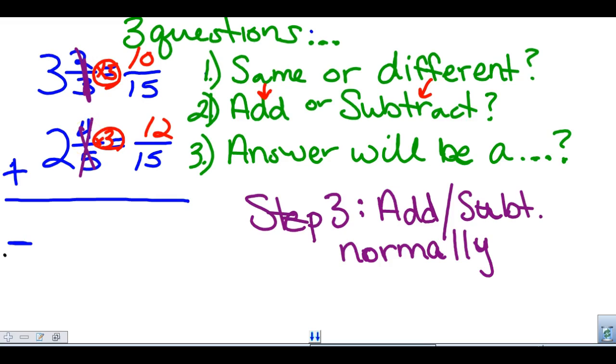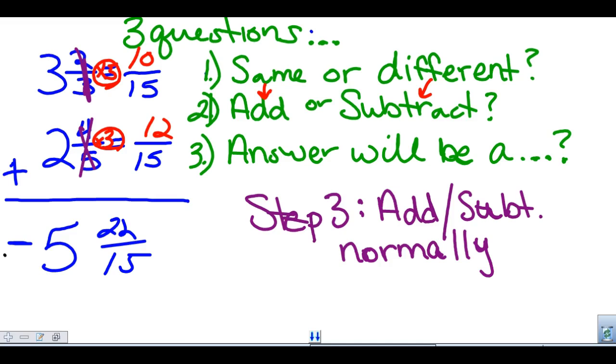Adding like normal, now we add the numerators up and the denominator stays the same. So how many 15ths do we have? We have 22 15ths. Okay. Then let's not forget our whole numbers. We have a total of 5. Now, our answer is going to be -5 and 22 15ths.